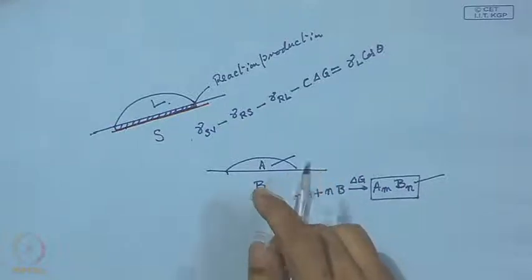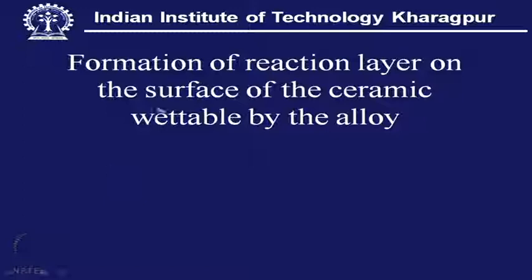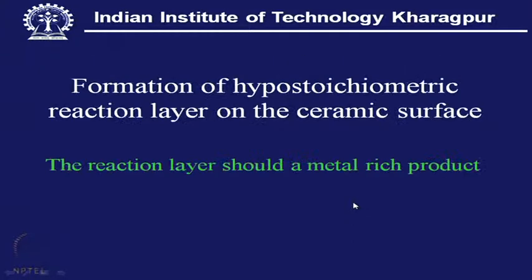So, that is why we can emphasize and give stress on this term: the formation of a reaction layer wettable by the parent alloy. Now, this obviously calls for a reaction product which should be hypostoichiometric in nature. That means the reaction layer should be a metal-rich product. Now, we can illustrate this point by this example.